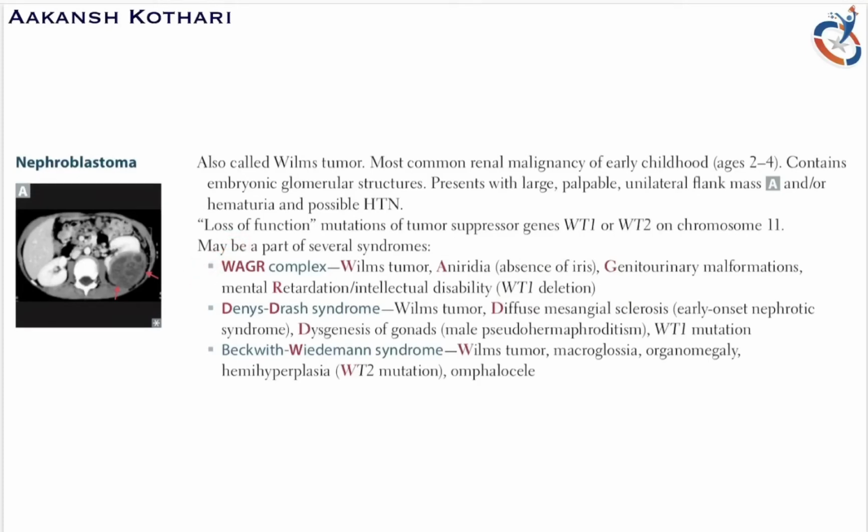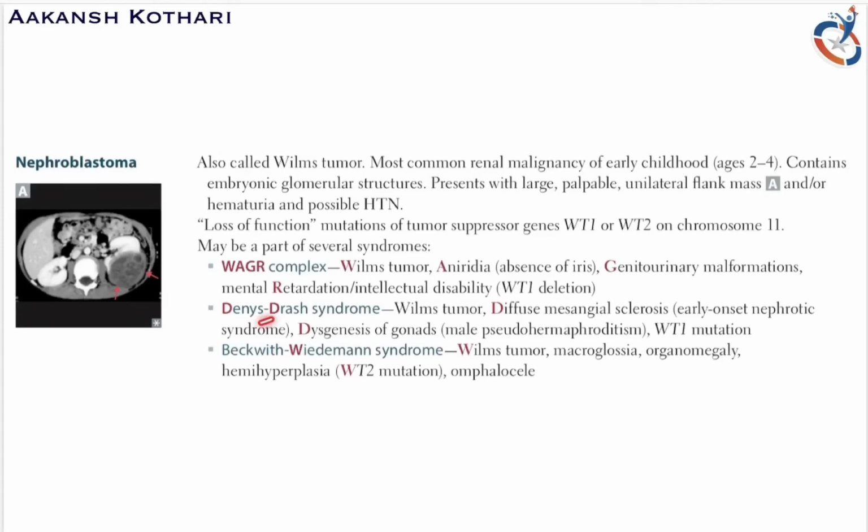Is that clear? It can also be associated with Denys-Drash syndrome. Now, what is Denys-Drash syndrome? It is Wilms tumor, then there is diffuse mesangial sclerosis, that is very early onset of nephrotic syndrome. In nephrotic syndrome, there is sclerosis of the mesangium, and hence it can be presented with diffuse mesangial sclerosis. There can be dysgenesis of gonads, that is male pseudohermaphroditism. Okay, so there can be dysgenesis of gonads. This is primarily due to WT1 mutation. Is it clear?